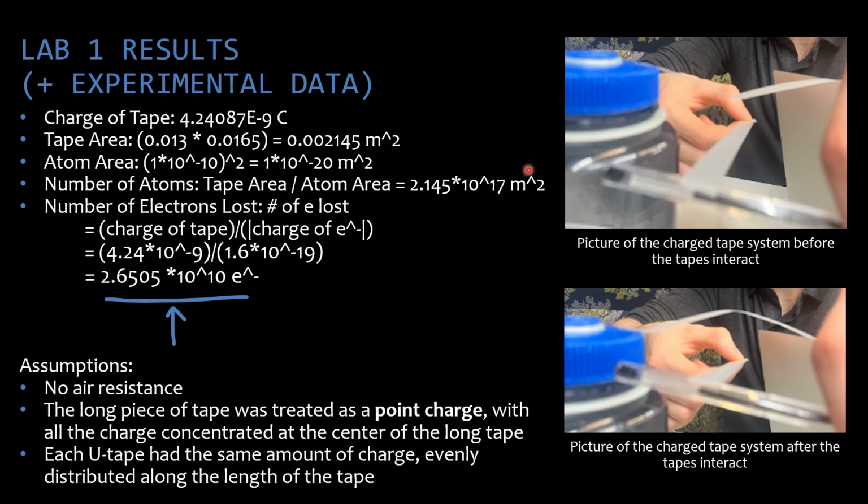Now some more experimental data. This was all of the extra parts I calculated, including the number of electrons lost, charge of tape, tape area, atom area. If you want a more in-depth explanation, if you go to my channel, you can see lab 1. And just to the right here, this was also the pictures of the charge tape system interacting, just to give you a little bit of visual.